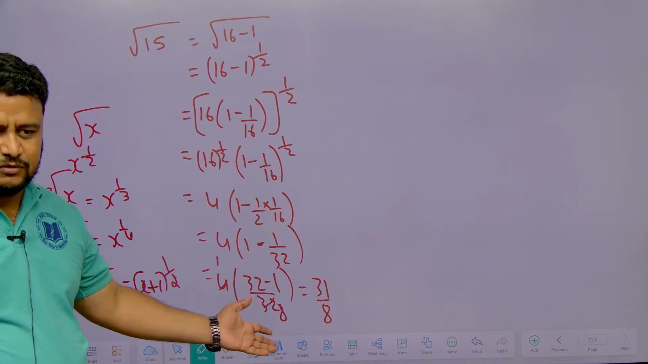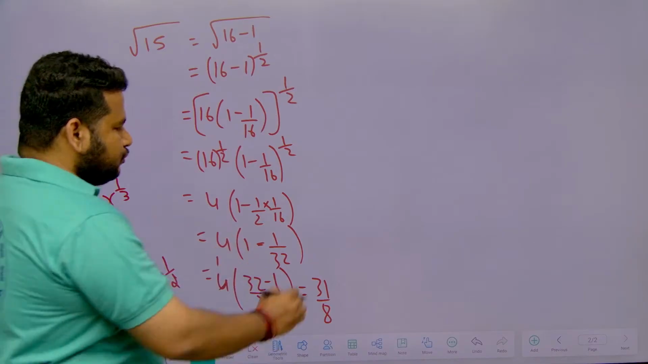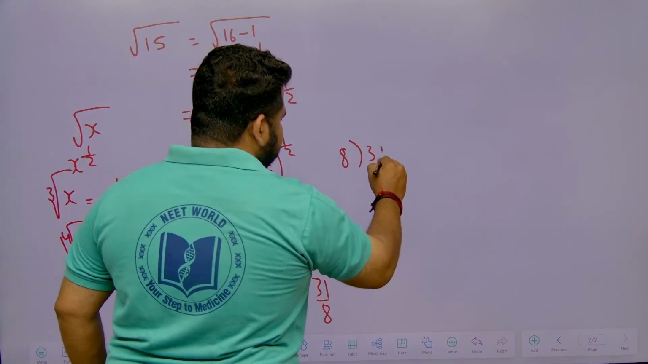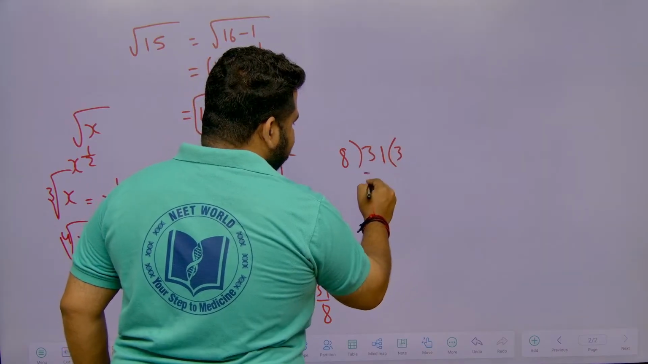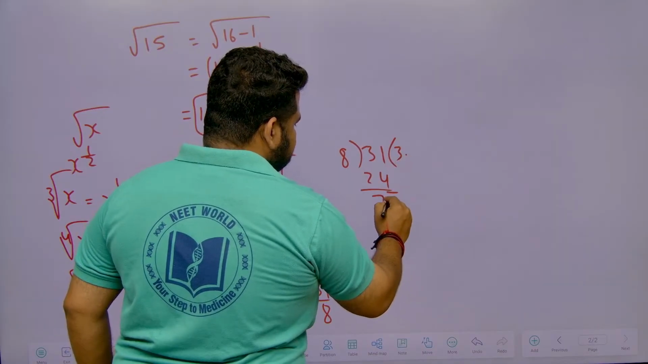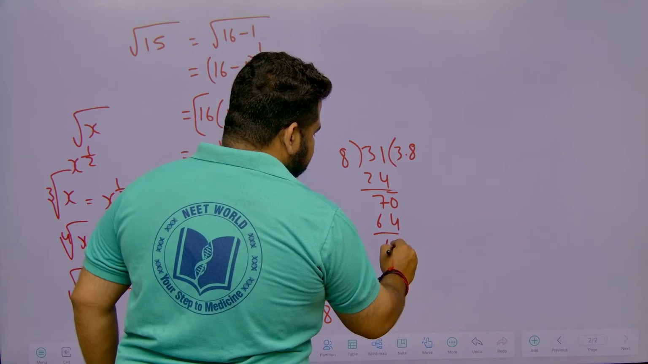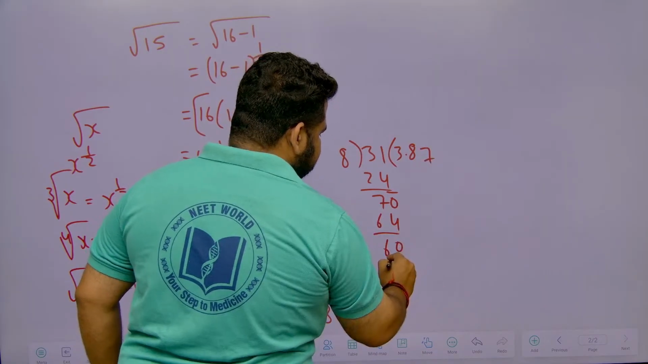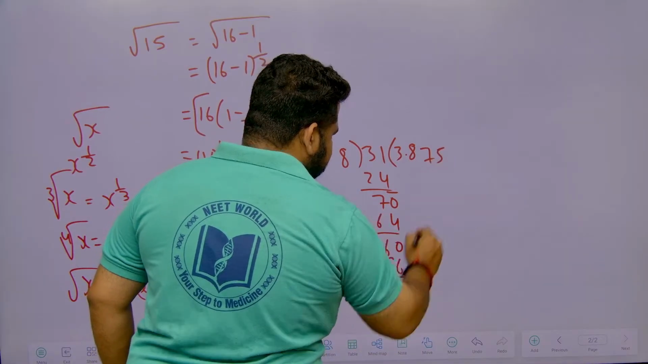This is nothing but equal to, you divide this 31 by 8. What will you get? 3 point something. So 8 3s are 24, 7 is there. Put the decimal point. 8 8s are 64, 6 is there. 8 7s are 56, then 0. 8 5s are 40.